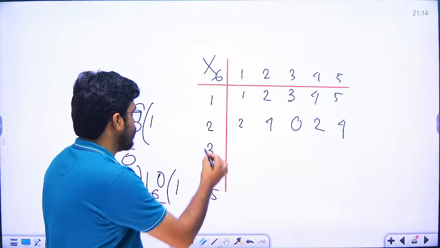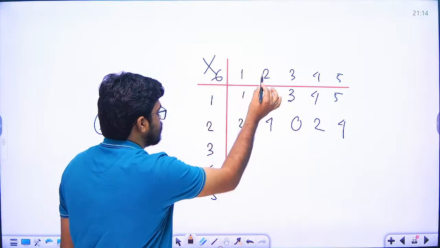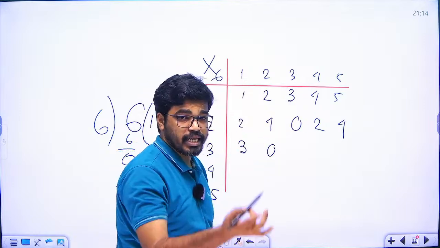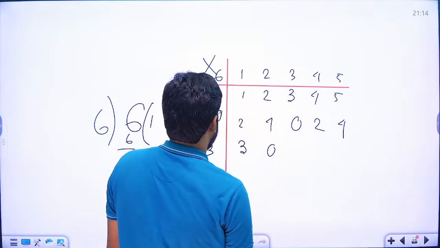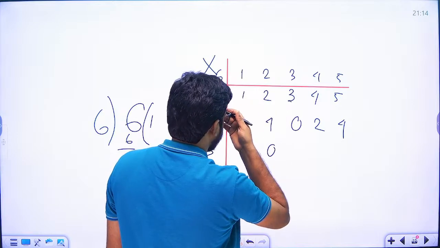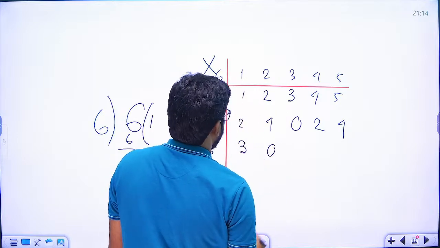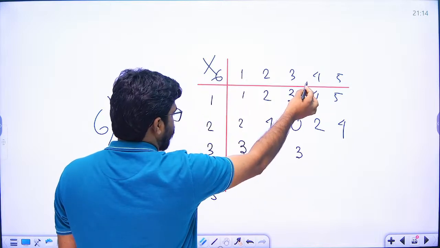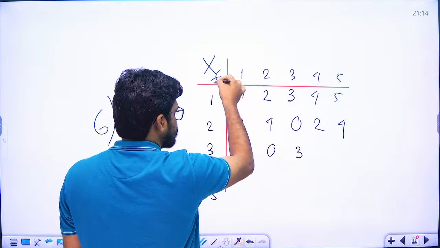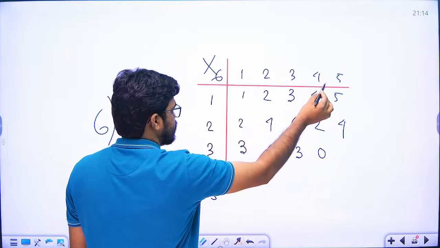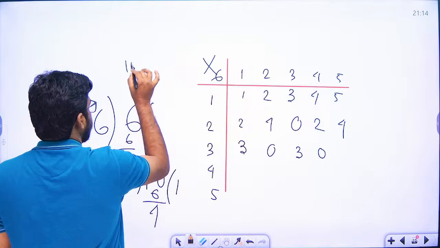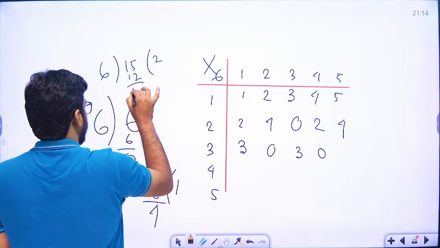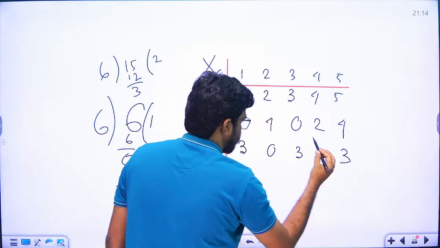Getting my point? 3 into 1 is 3, 3 into 2 is 6, 6 divided by 6, remainder 0. 3 into 3 is 9, 9 divided by 6, remainder 3. 3 into 4 is 12, 12 divided by 6, remainder 0. 3 into 5 is 15, 15 divided by 6, that is 3.